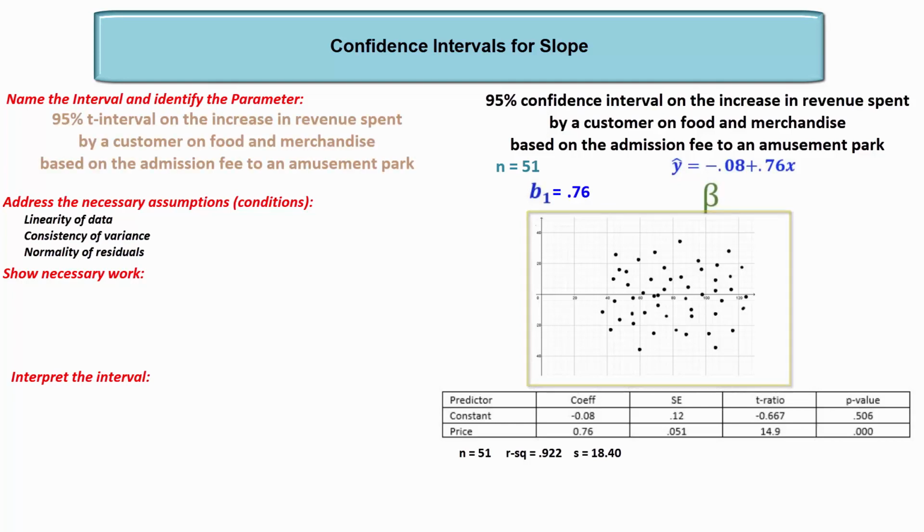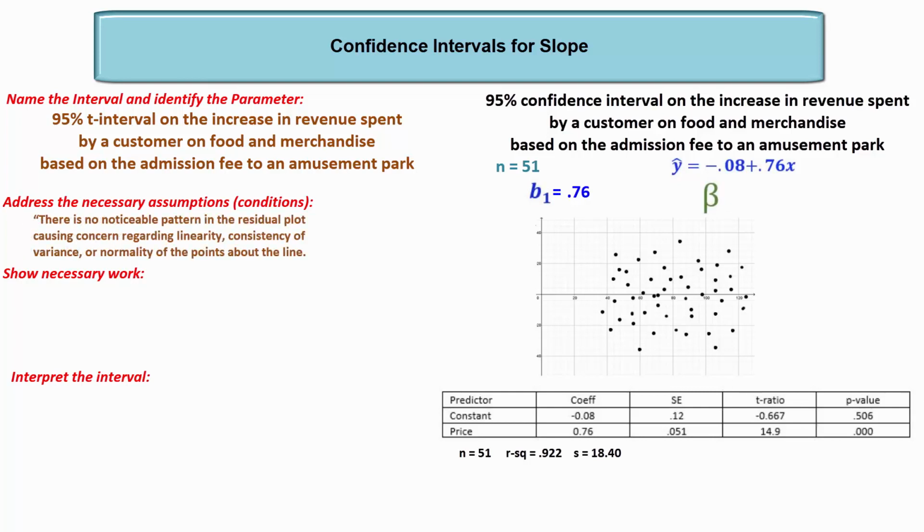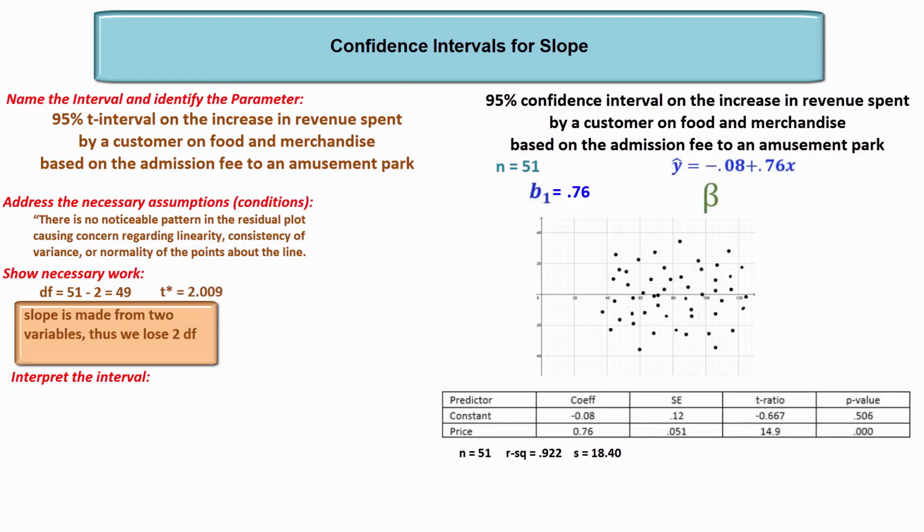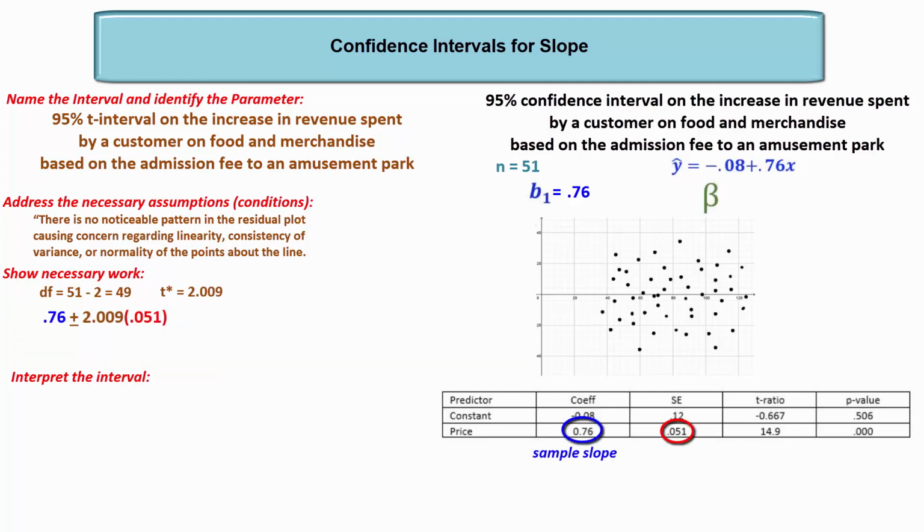In the write-up, identify the interval and the parameter. These are t-intervals due to using standard error and not knowing the true standard deviation of slopes. Conditions are addressed by stating there is no noticeable pattern in the residual plot, so no concern regarding linearity, consistency of variance, or normality of the points about the line. We lose 2 degrees of freedom estimating slope because slope involves two variables. The critical t-score can be found on the calculator or simply by rounding to 50 degrees of freedom and using the t-table. And then we substitute the appropriate values into the confidence interval formula and display the interval.